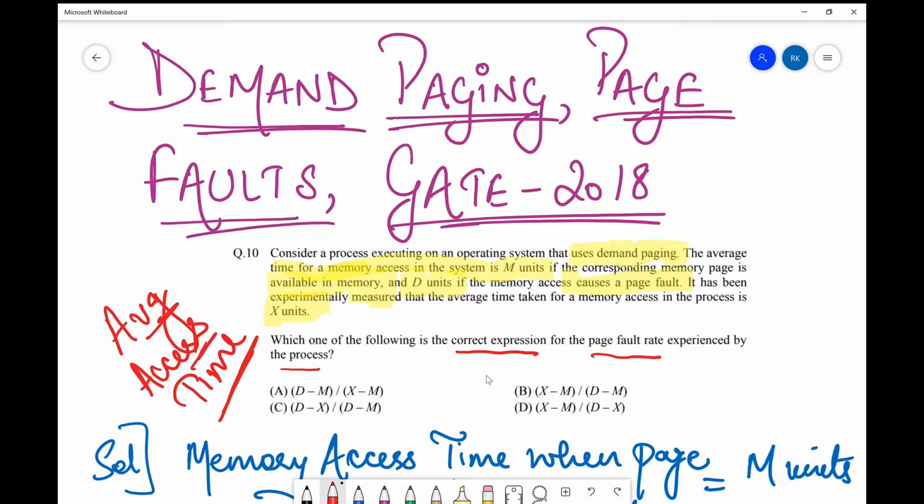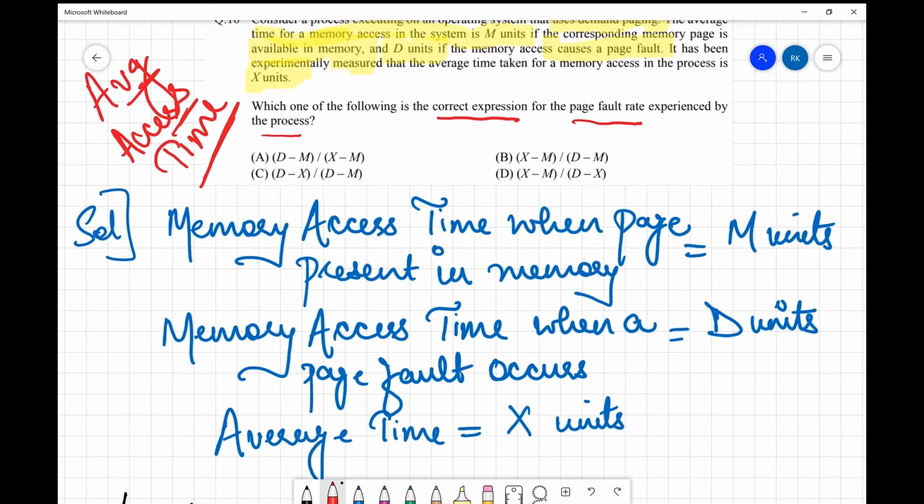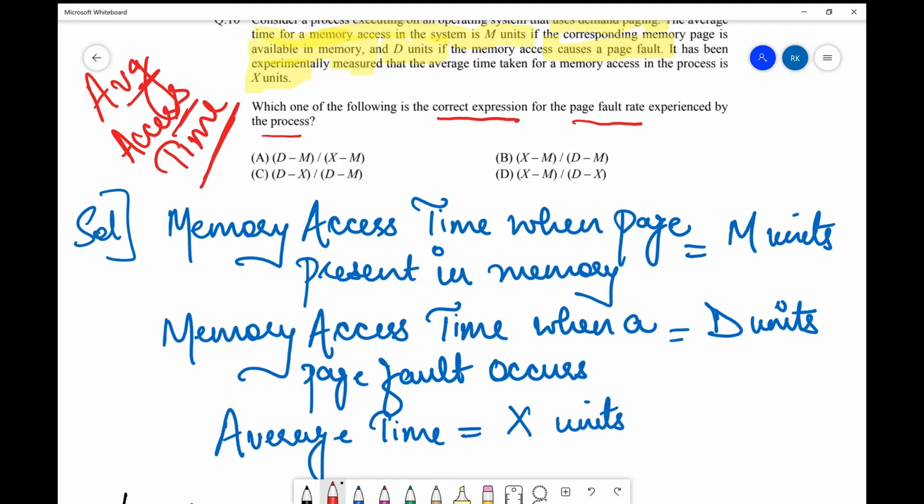So what is the procedure to solve such kind of questions? First step, jot down the things given in the question. That is what I've done over here. I have listed all the things given in the question. First, memory access time when the page is present in the memory is M units. When the page is not present in the memory, or when a page fault occurs, it is D units. And the average access time is X units.